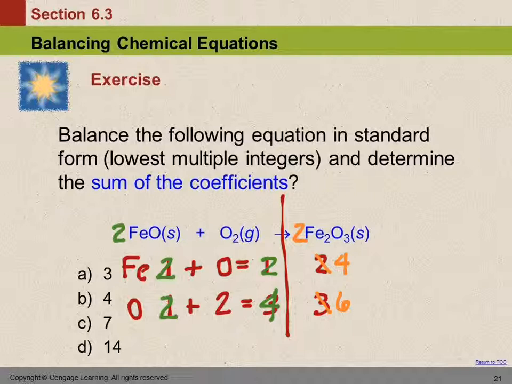Well, which one should we try to fix first? Fix the more complicated one first. So this molecule has 2 different elements. This only has 1 element. Let's leave this guy for the end, because when we change that, we're not going to mess up anything else. When we change this one, we're going to change 2 different elements. So let's fix this one first. I need 4 iron atoms, and so over here I need to change this 2 to a 4.